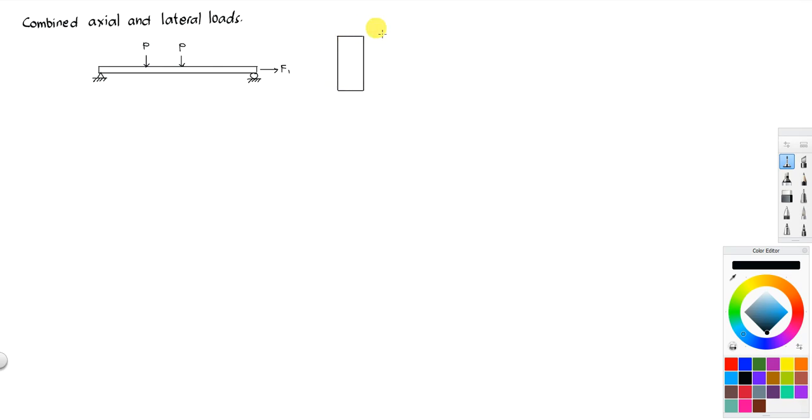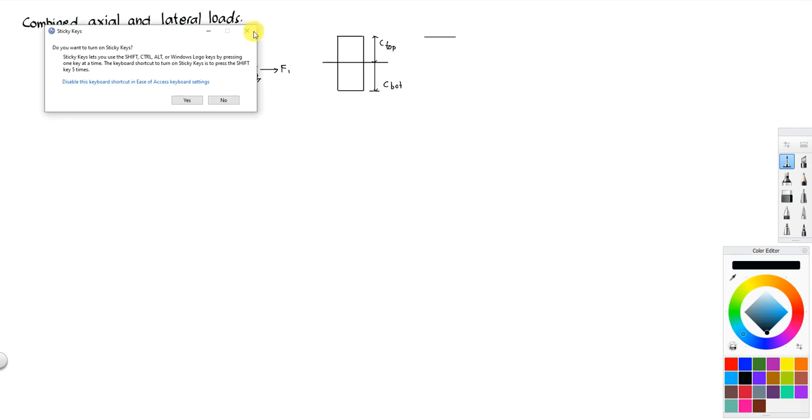So, we will be having here a C-top, and then a C-bottom. Okay, C-top, and then C-bottom. And then from there, our stresses change, depending on the location.